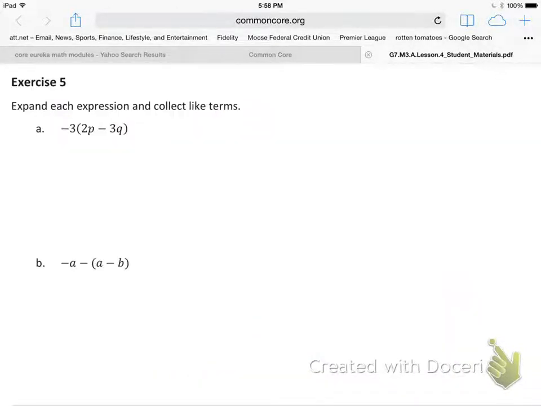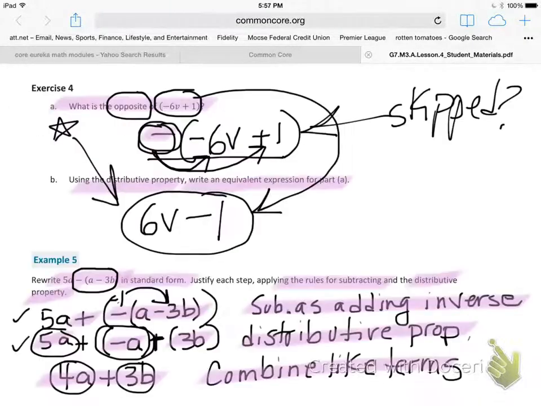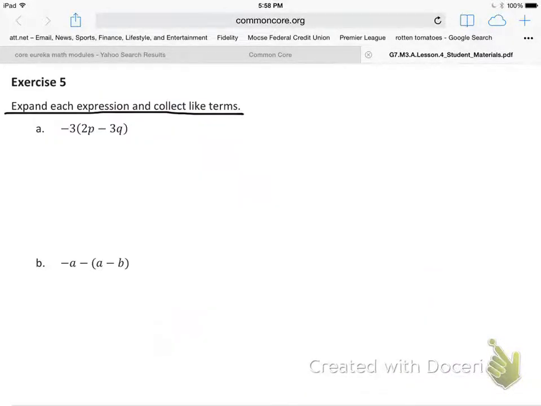Okay, exercise 5 asks you to expand each expression and collect like terms. So you're going to come up with an answer that's similar to the answer we just came up with down here, in similar form. So go ahead and do those and come on back for A and B. And boy, B looks real tricky, but don't let it trick you.